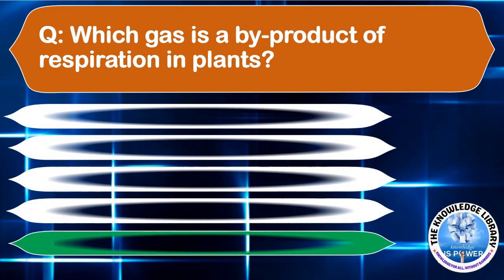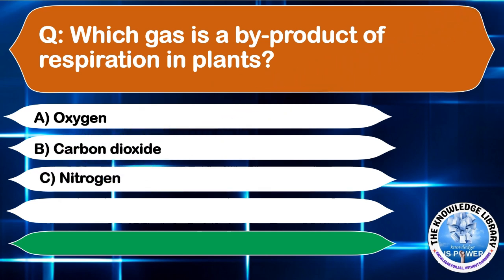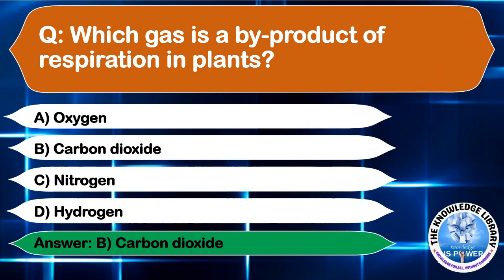Which gas is a byproduct of respiration in plants? Option A, oxygen. Option B, carbon dioxide. Option C, nitrogen. Or option D, hydrogen. The correct answer is option B, carbon dioxide. Moving to the next question.